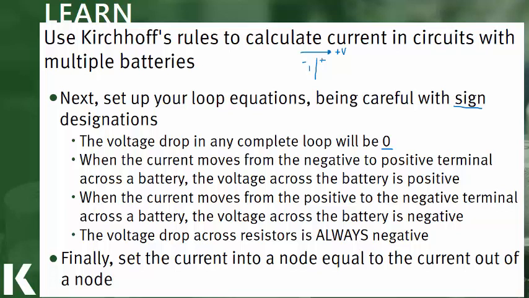However, if I go from the positive terminal to the negative terminal of the battery, I will lose voltage, so the sign of my voltage will be negative. In terms of resistors, though, anytime we go through a resistor, the voltage drop is always negative. The final thing we need to do is to set the current into a node equal to the current out of a node. This is our node rule.